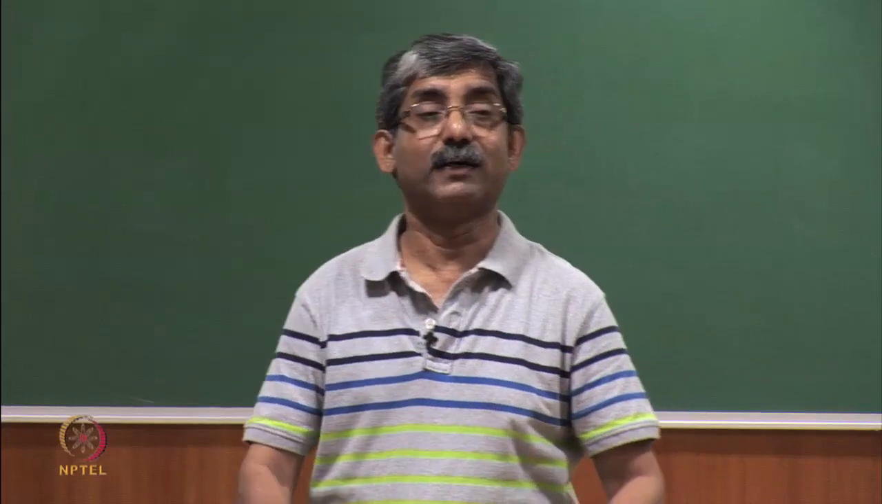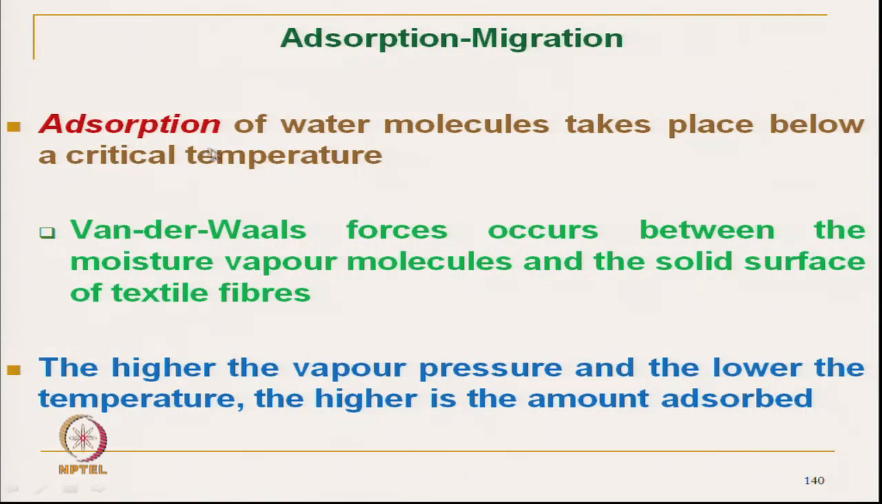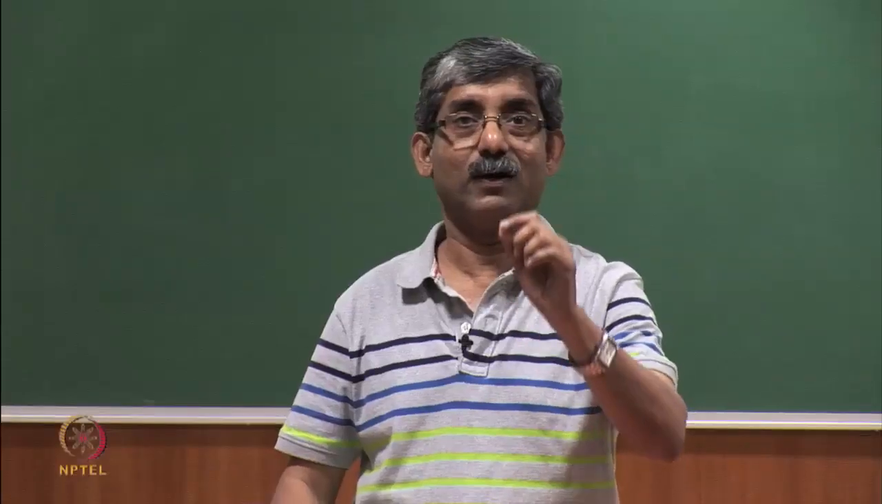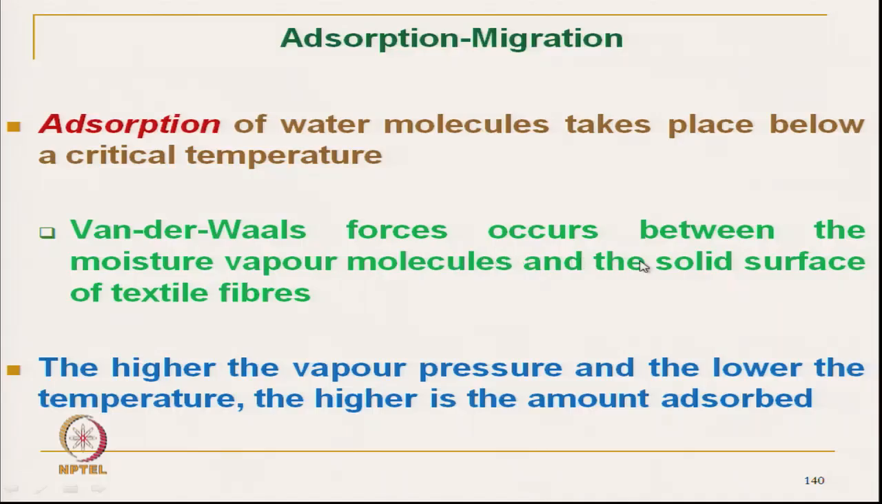Next comes the next phenomenon, it is adsorption and migration. Adsorption of water molecules takes place below critical temperature. Adsorption normally does not take place at high temperature. Below some critical temperature the moisture droplet forms. Below critical temperature van der Waals force occurs between the moisture vapor molecule and the solid surface of textile fiber. So, that force comes into picture.